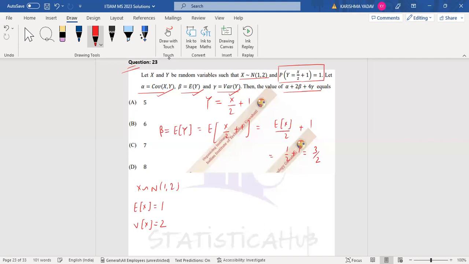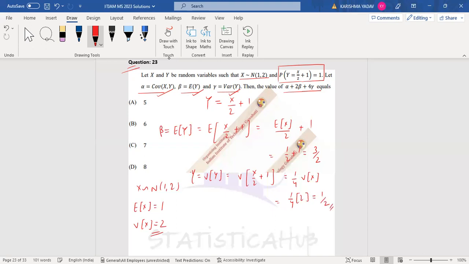Now let's see gamma, that is variance of Y. Variance of Y is variance of X by 2 plus 1, and that equals 1 by 4 variance of X. And variance of X is 2, so that is 1 by 4 into 2, which is 1 by 2. So I got my gamma equal to 1 by 2.